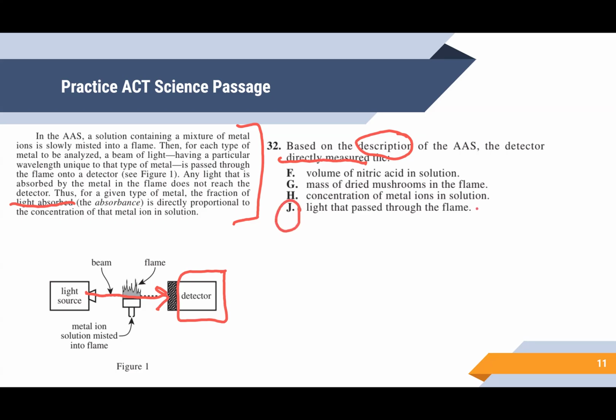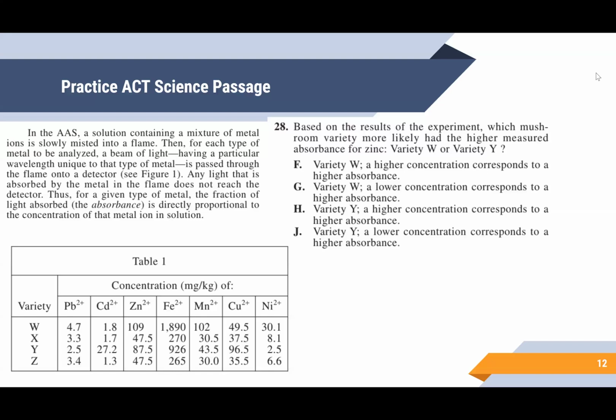This indirectly tells us H, the answer that they have in their data table, but the keyword here is direct, and it is directly measuring the amount of light that's going through. All right, try question 28. Question 28, based on the results of the experiment, which mushroom variety more likely had the higher measured absorbance for zinc? So they're saying zinc and they're saying results.